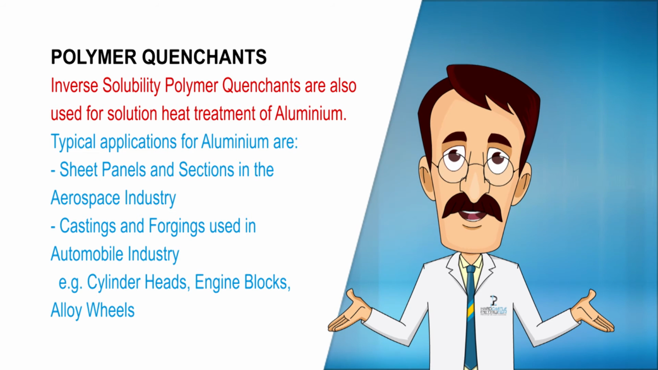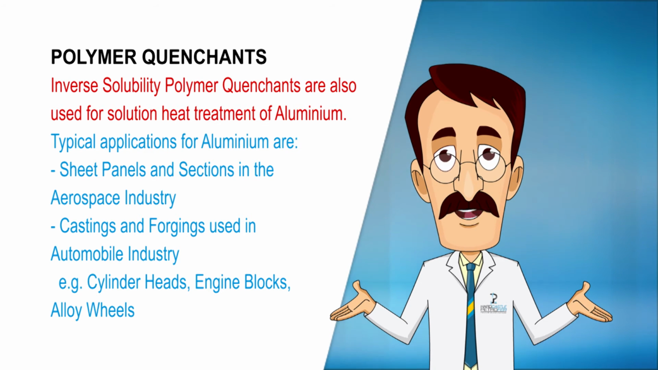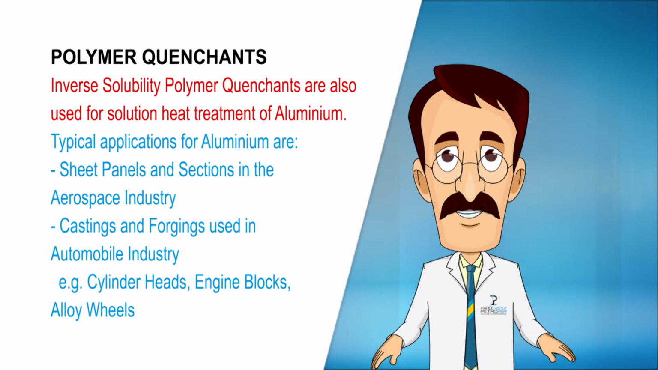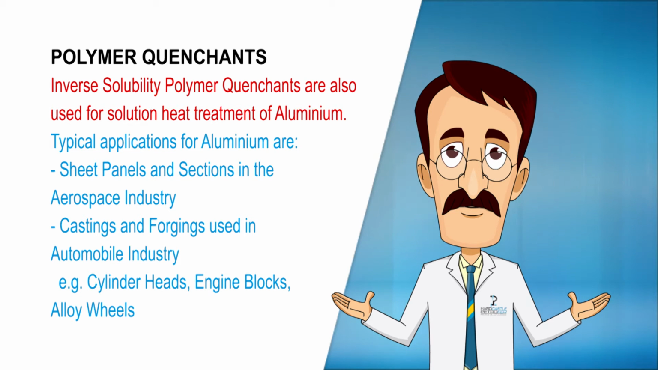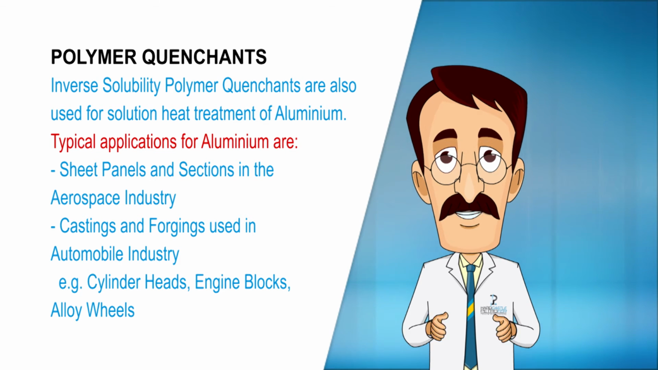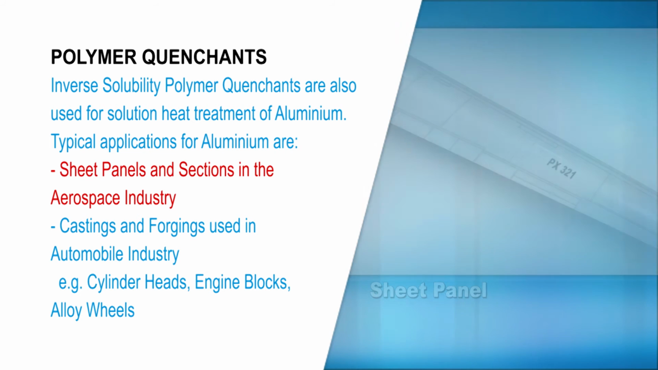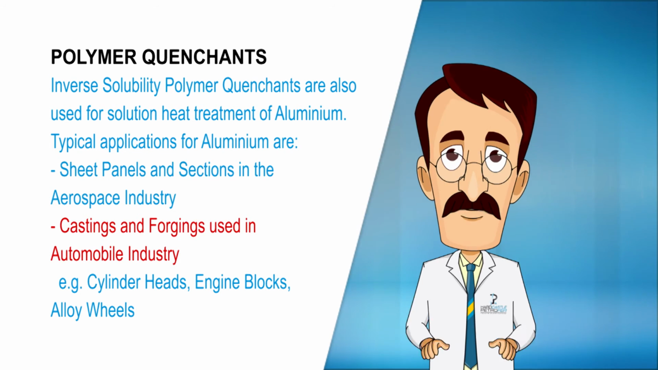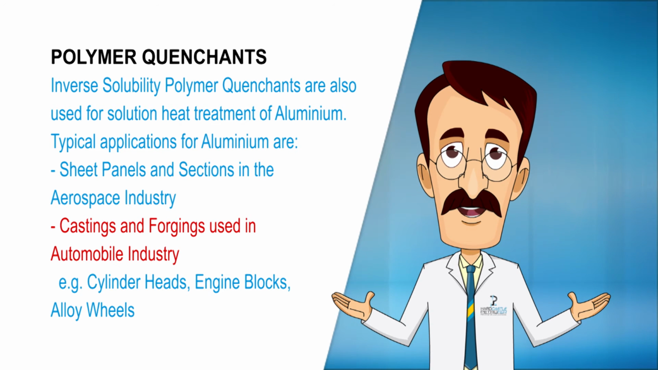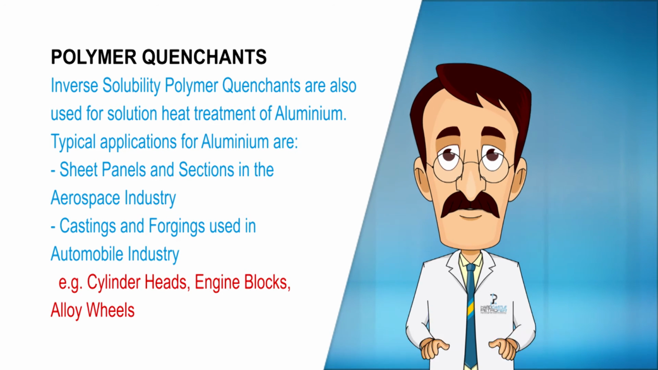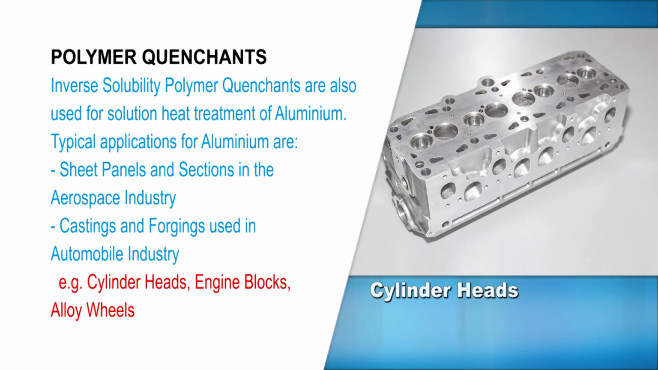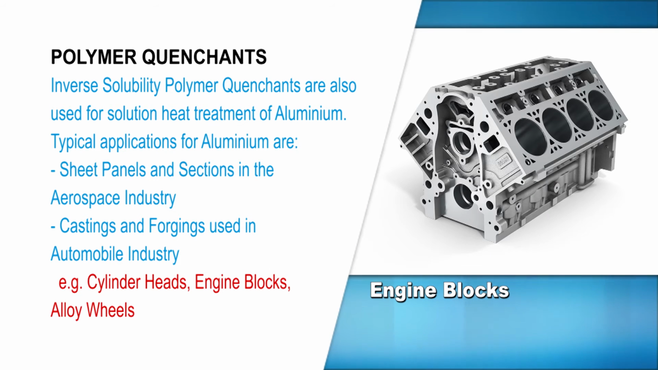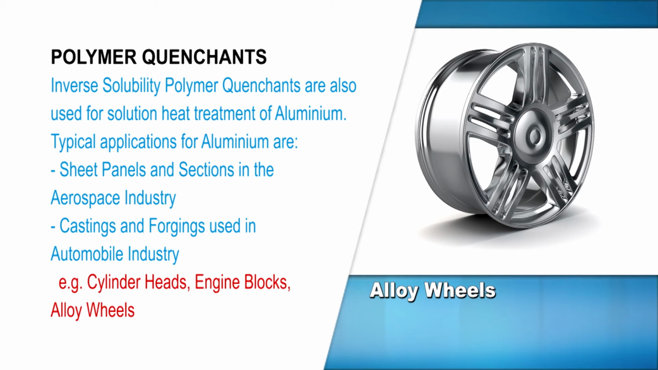Inverse solubility polymer quenchants are also used for solution heat treatment of aluminium. Typical applications for aluminium are sheet panels and sections in the aerospace industry, castings and forgings used in the automobile industry. For example, cylinder heads, engine blocks, alloy wheels.